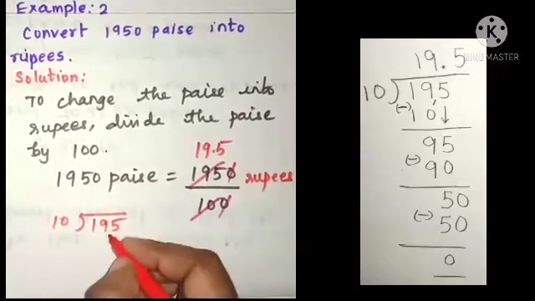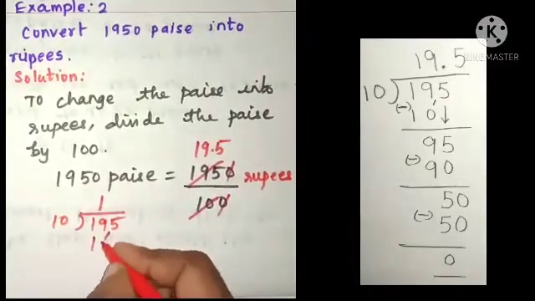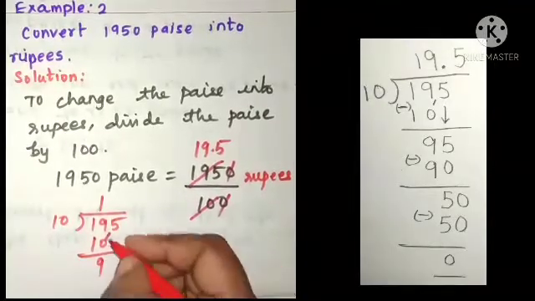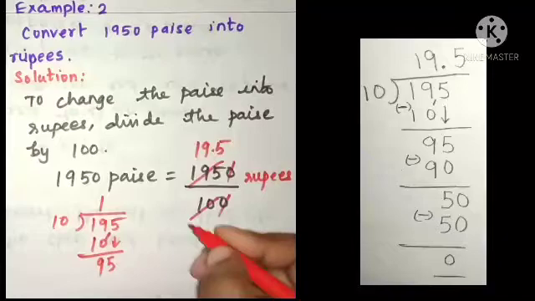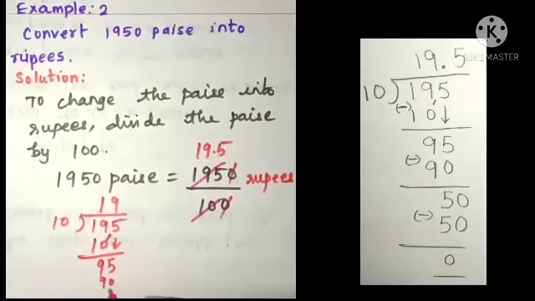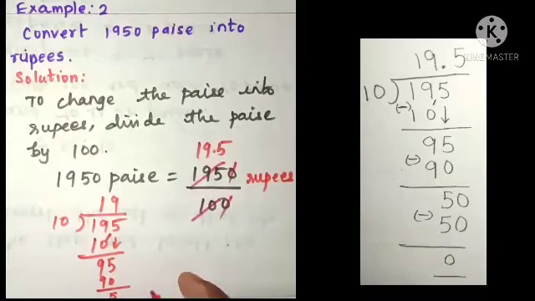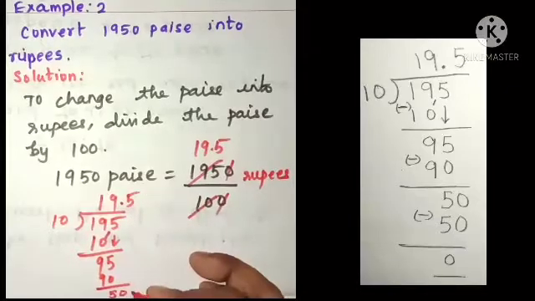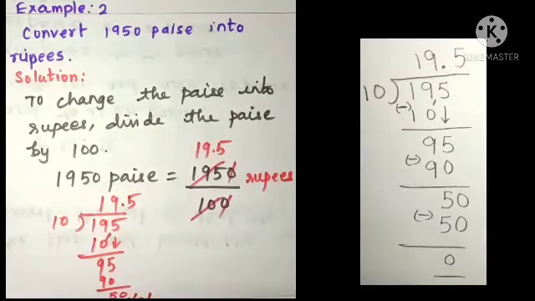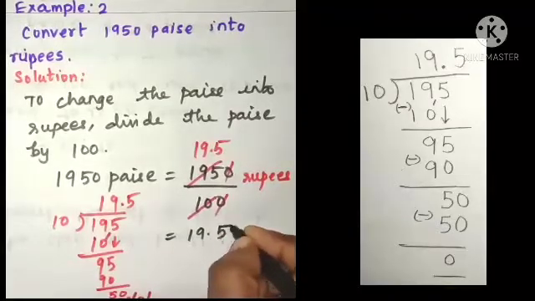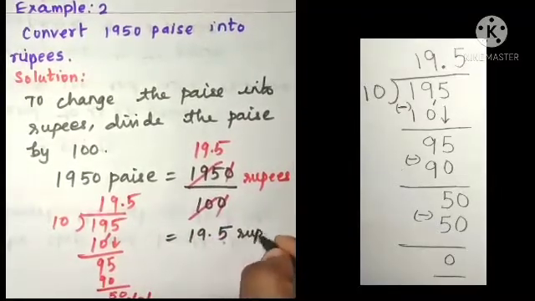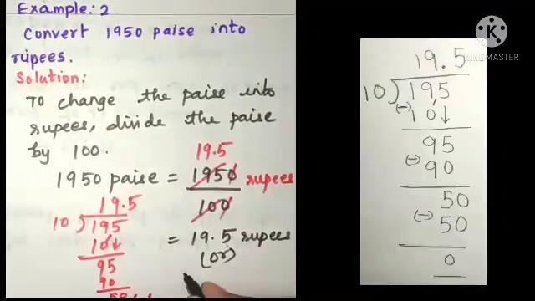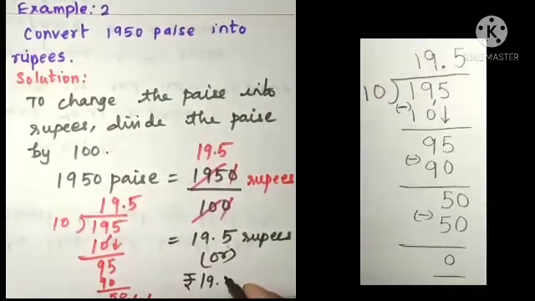So children, listen carefully. 195 and here 10. So 1 tens are 10. Remaining we get 9 and bring 5 down. So 9 tens are 90 and remainder is 5. Again put point and put 0. So here 5 tens are 50. So here we get 0. So our answer is 19.5 rupees, or write down 19 rupees 50 pies.